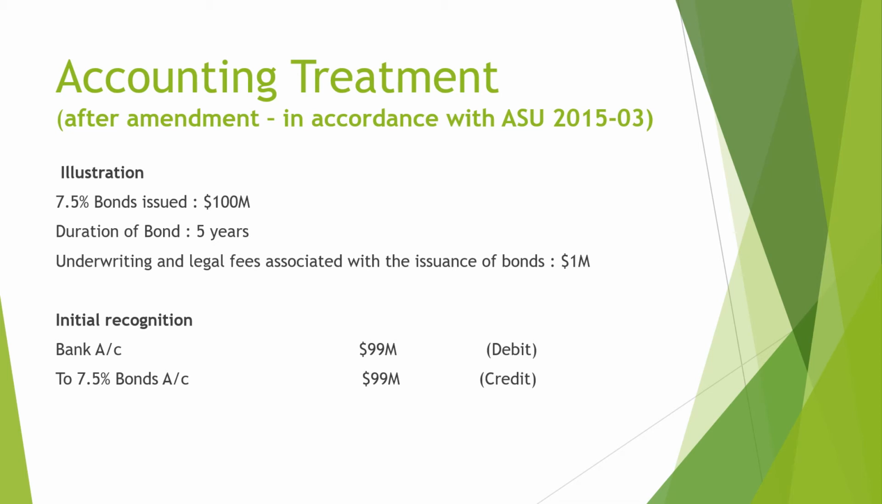Here's an illustration. A company issued 7.5% bonds with a face value of $100 million. The maturity period of the bond is 5 years. Underwriting and legal fees associated with the issuance of the bond are $1 million. So, at initial recognition, we will debit the bank account by $99 million and credit the 7.5% bond account with $99 million.